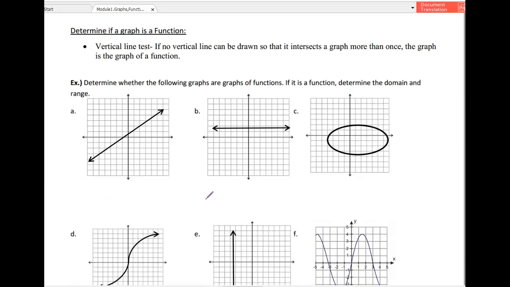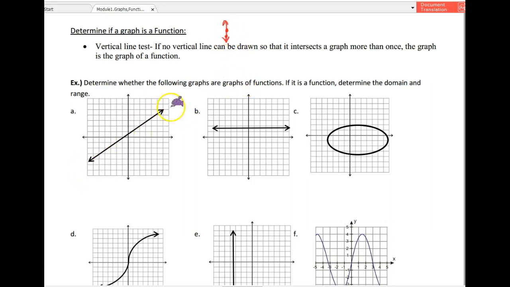If I wanted to know if a graph is a function, I use the vertical line test. A vertical line test means that when I draw a vertical line through the graph at any point, it can only touch that vertical line at one spot. If it touches it twice, it's not a function, because that means that for that one x value, that one input, I have 2 different y values, 2 different outputs.